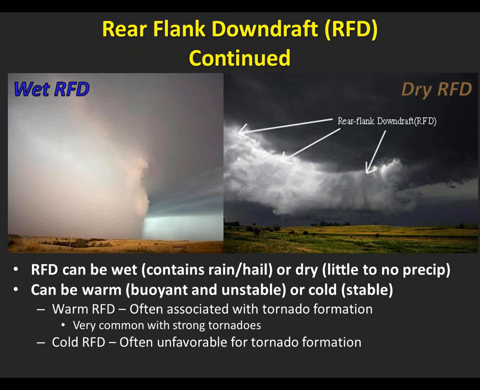So you can have a wet RFD, which is very common in high precipitation supercells, and of course you can have a dry RFD, which is what we see on the right-hand side and what we saw in the last image. Obviously, if you're a spotter, it's much more optimal to have a dry RFD, right? You want to be able to see that action area, see if there's any tornadoes going on or any suspicious lowerings or anything like that.